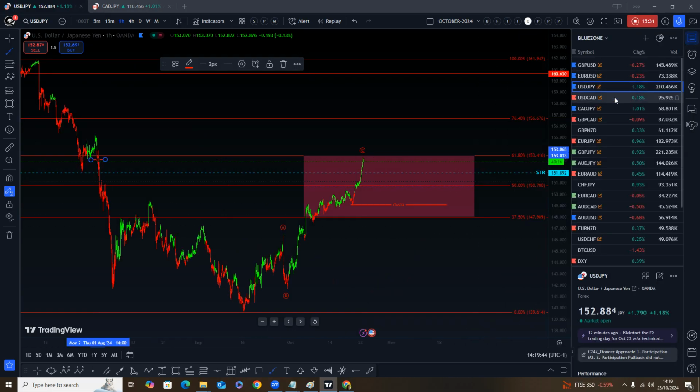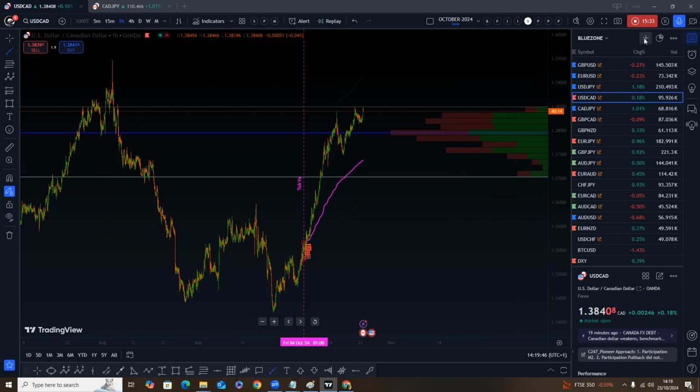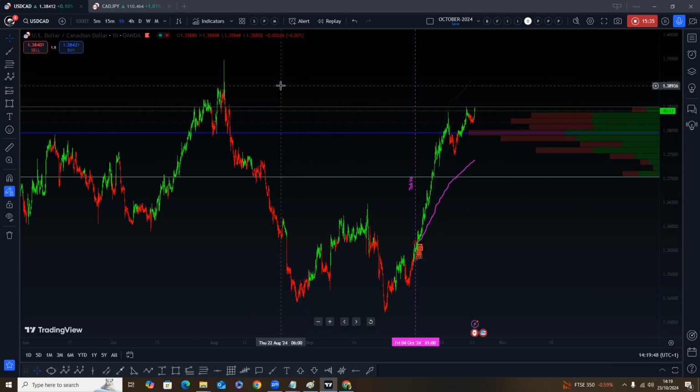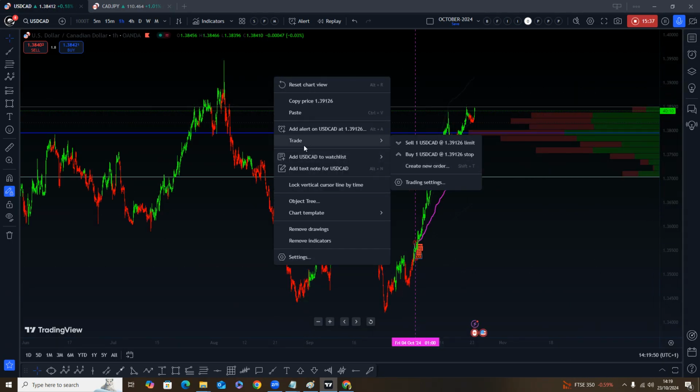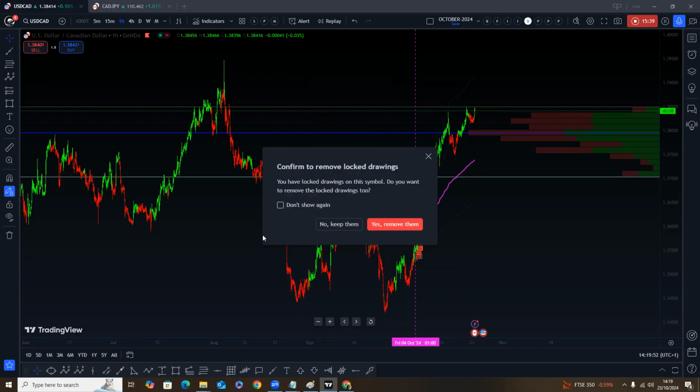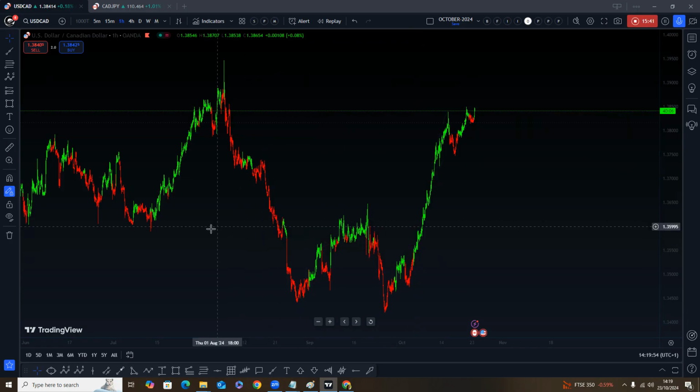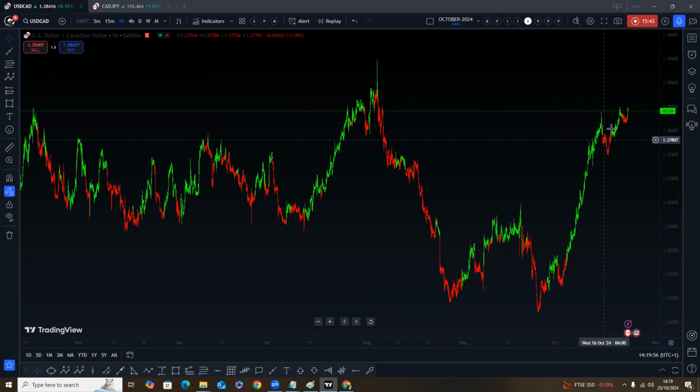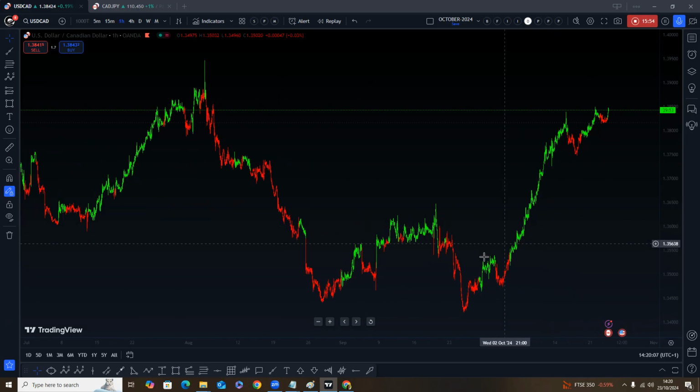Okay, the last but not the least is the US dollar Canadian. Fantastic. We traded this last week. You can still see the lines on the chart. Remove drawings. Yes, remove. Then look at this. This is very strong. The dollar card started the move on the 25th of September, and we can count the wave actually with this one.